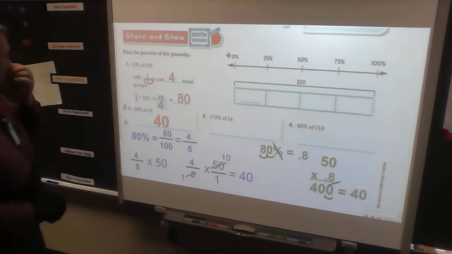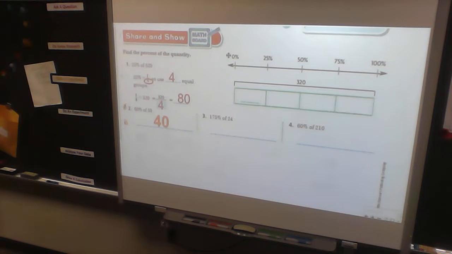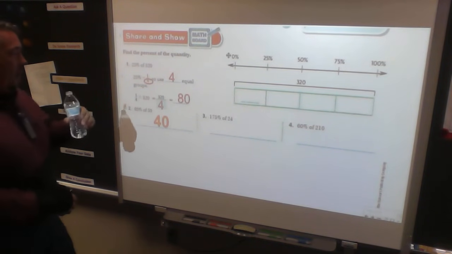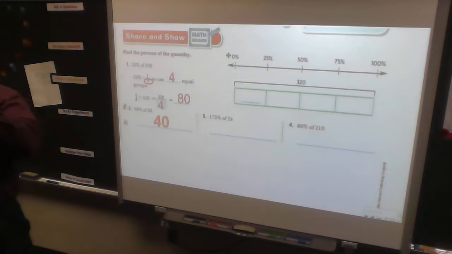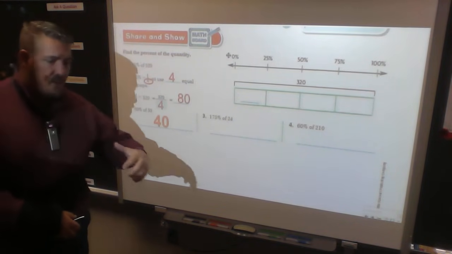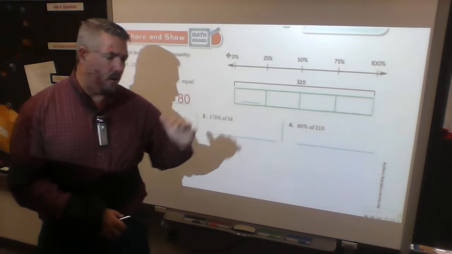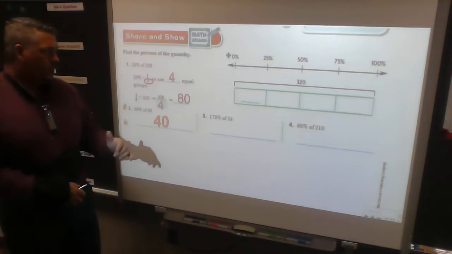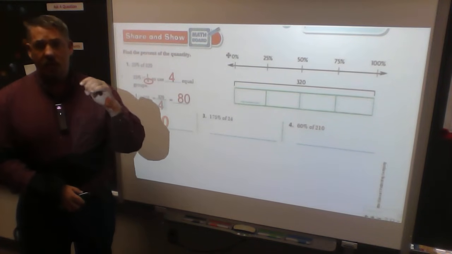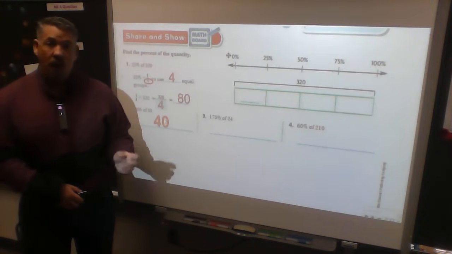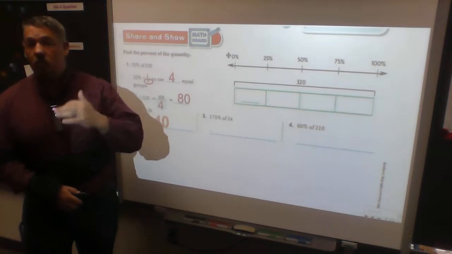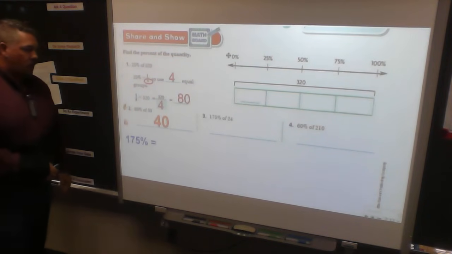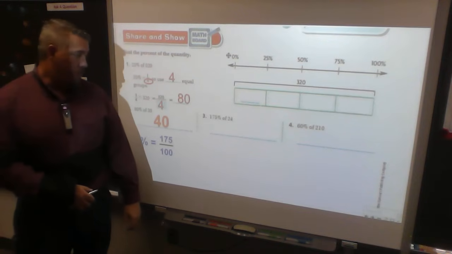All right, so question 3. Question 3 says 175% of 24. Once again, the things that should be going through my thinking mind. Can't use a percent, and of means multiply. If I can't use a percent, I have to change it to a decimal, or I have to change it into a fraction. You choose which way you want to do. So here's the notes you should be taking. I'm going to give you both of them.